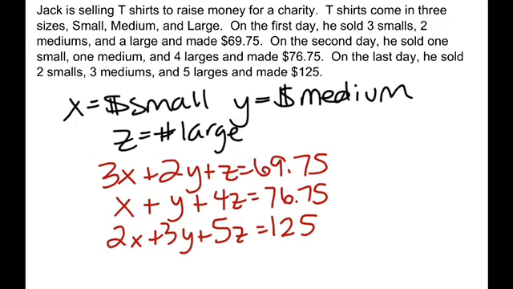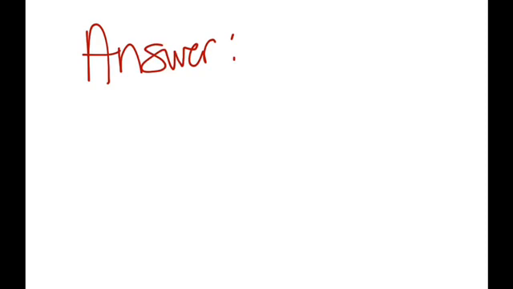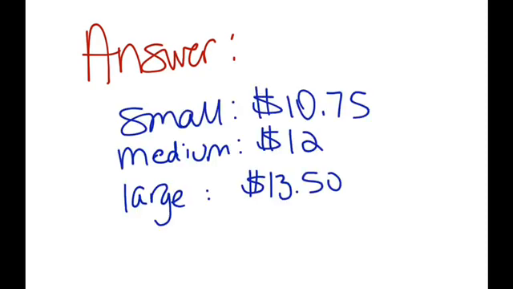The system of equations that you should have written looks like this: 3x plus 2y plus z equals 69.75, x plus y plus 4z equals 76.75, and 2x plus 3y plus 5z equals 125. The answer for your system of equations: small t-shirts are $10.75, medium t-shirts are $12, and large t-shirts are $13.50.